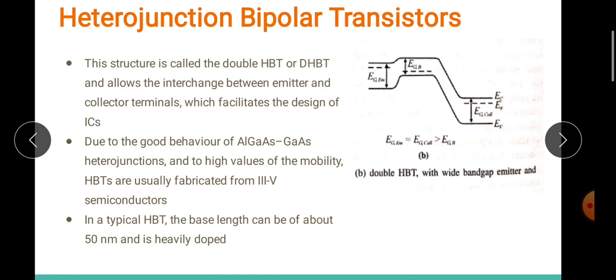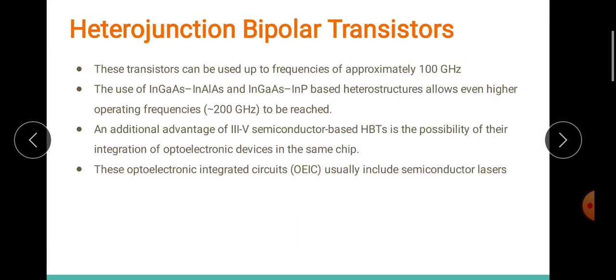And now if you change the materials, if you are using indium kind of materials in your heterojunction, indium gallium arsenide or indium aluminum arsenide, or even indium gallium arsenide and indium phosphide heterostructures, you can further increase your operating frequencies. It can reach about 200 gigahertz.